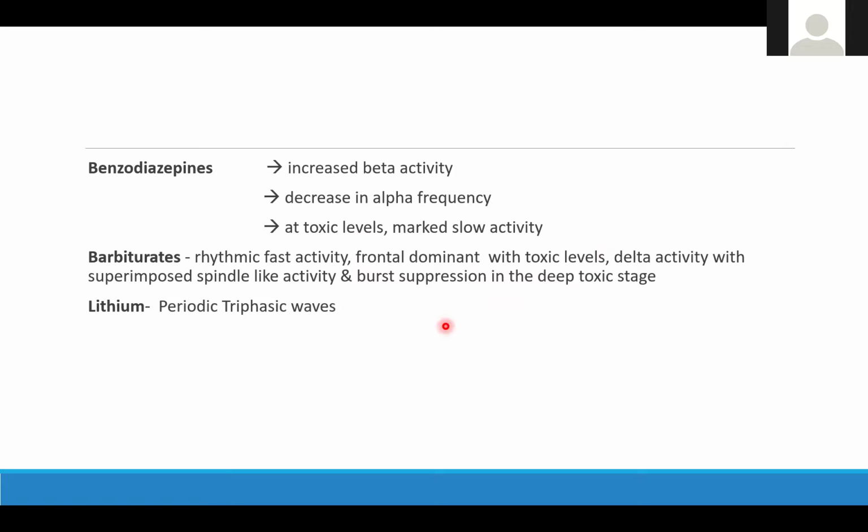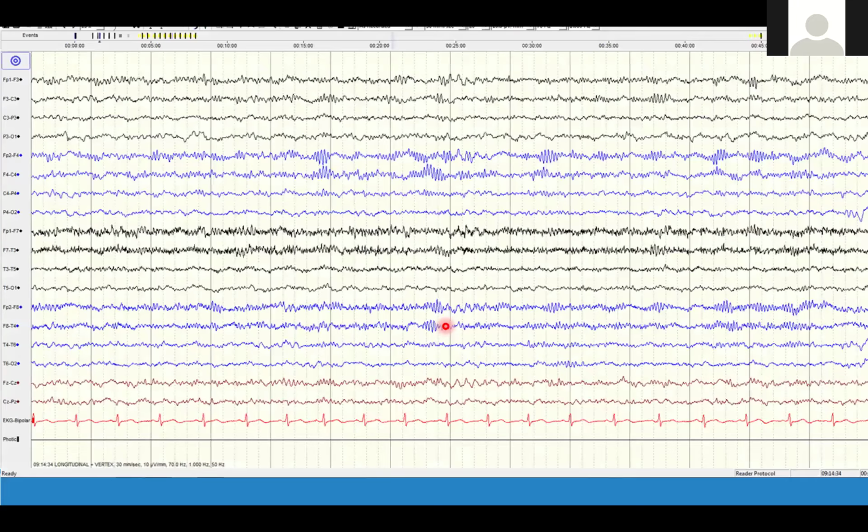This is a case of benzodiazepine-induced excessive beta activity. Recently, the emergence of frontal predominant beta activities. Patient is drowsy.